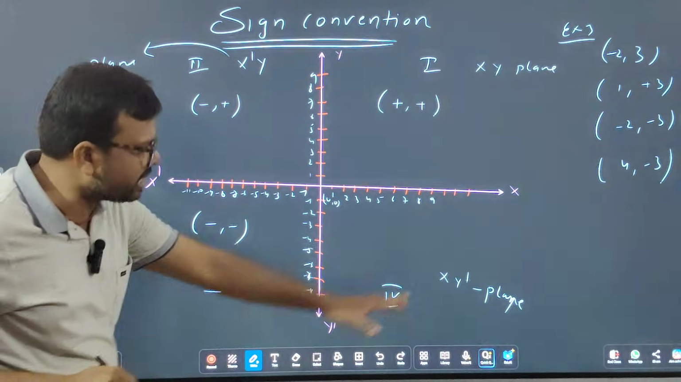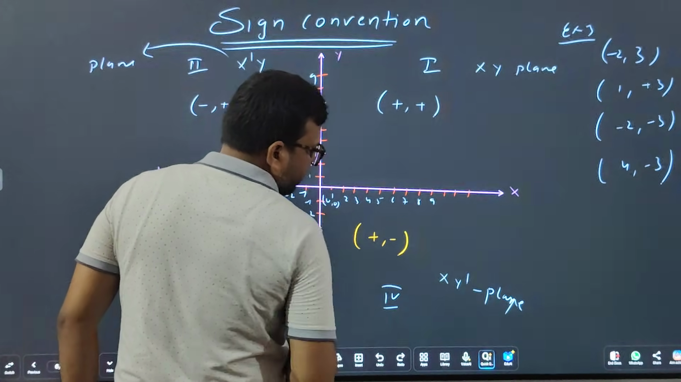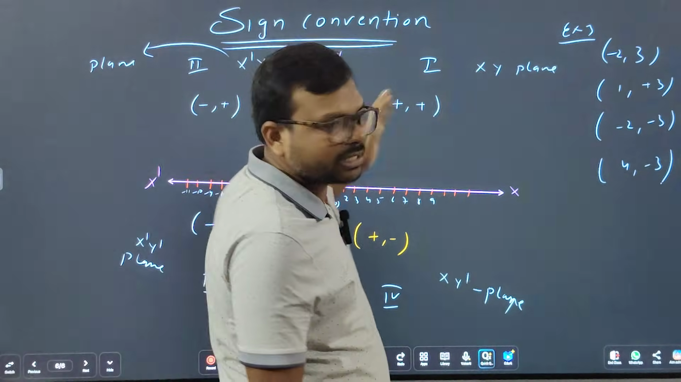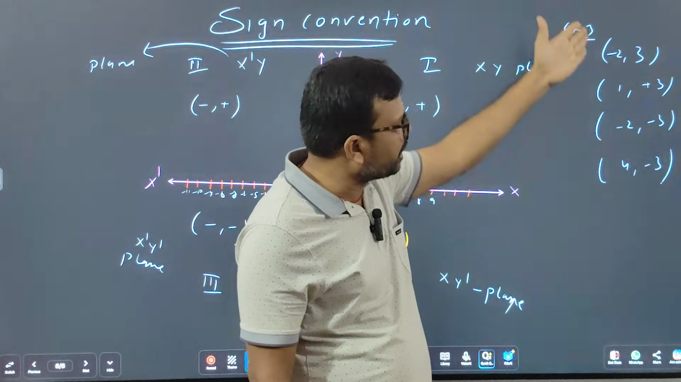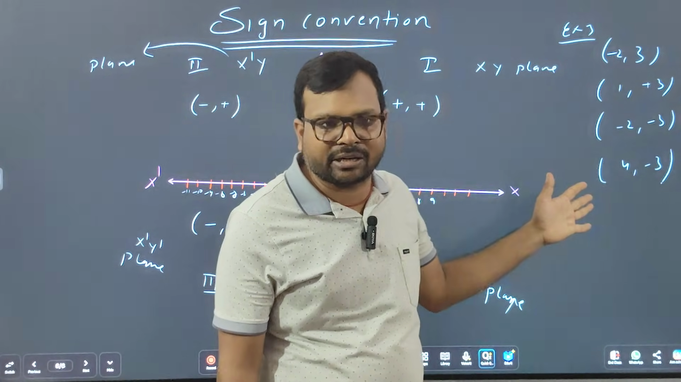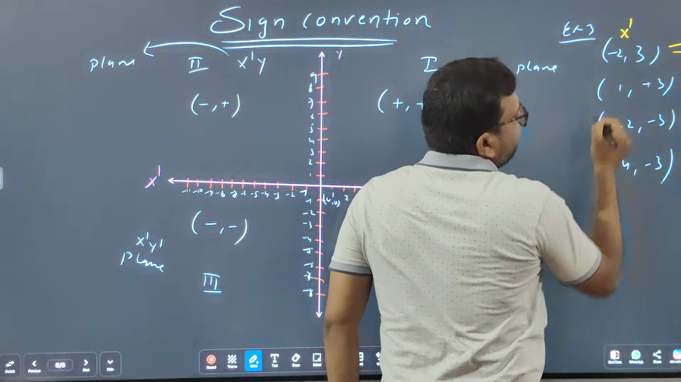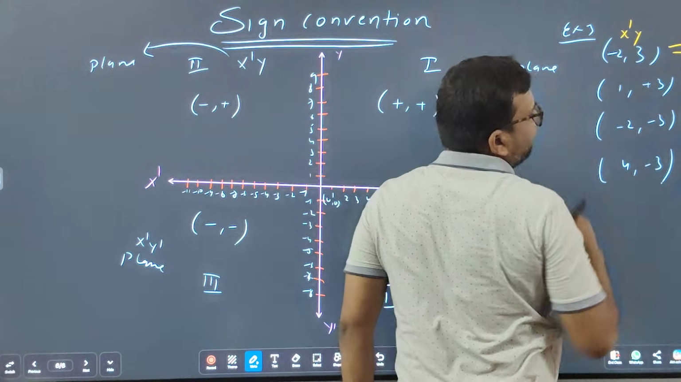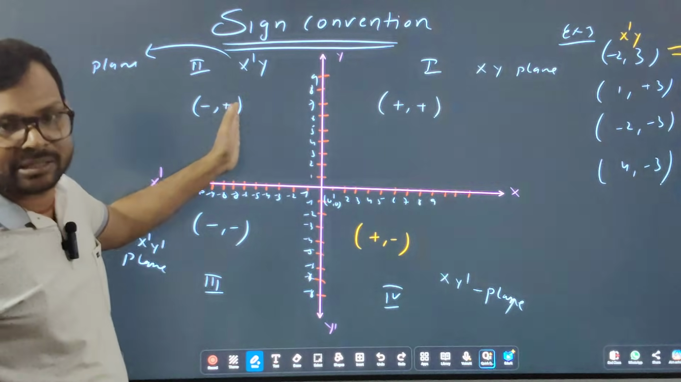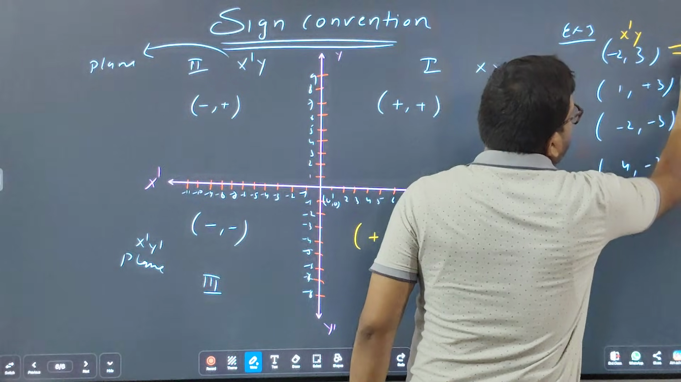Now x dash y dash. So what will be the sign? Plus, minus. Now you can find the coordinates of a point without seeing this. Here x is negative, that means the x dash side, and y is positive, the y side. The X dash Y plane is formed from which quadrant? The second quadrant. That means minus 2, 3 lies in the second quadrant.